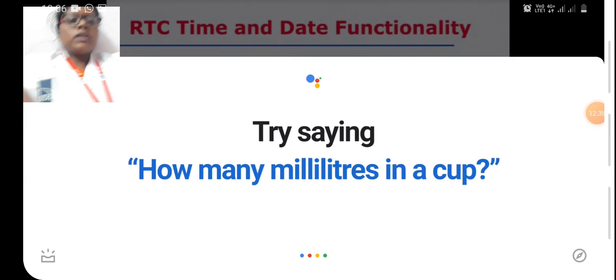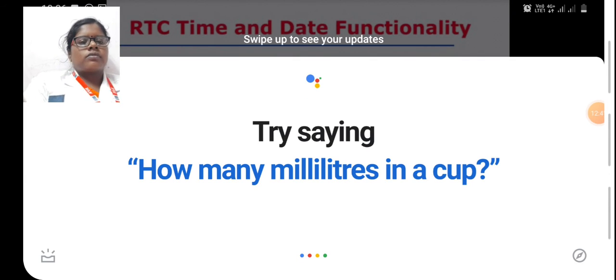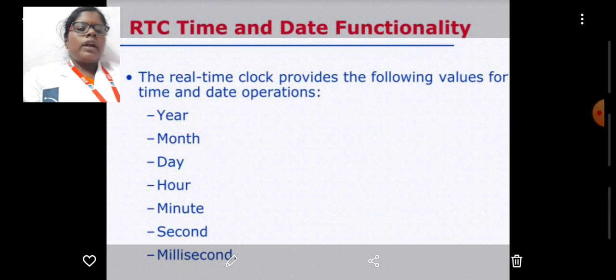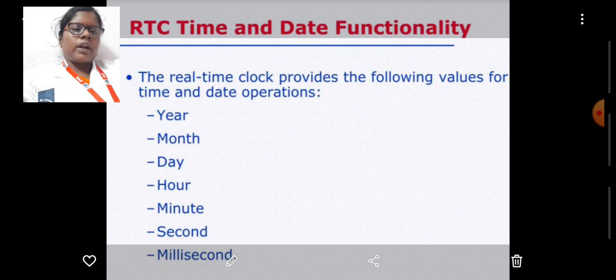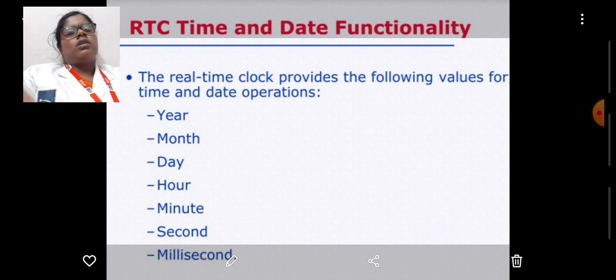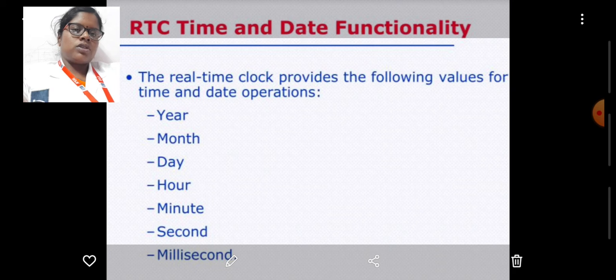The RTC time. The real-time clock provides the following values for time and date operations, which means year, month, day, hour, minute, second, and millisecond. For example, if you are capturing security camera footage, we need to process RTC in that footage, because we don't need to change the timing and the place and the location, and the year and month should be the same.